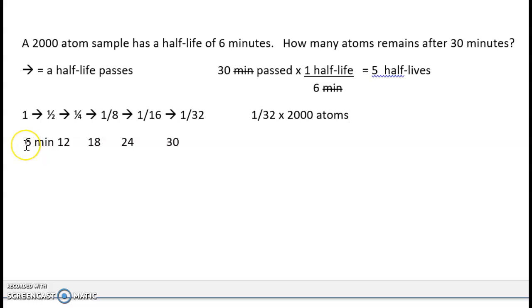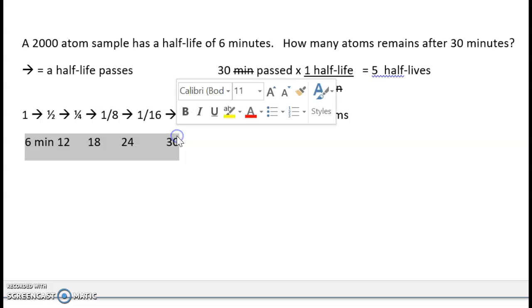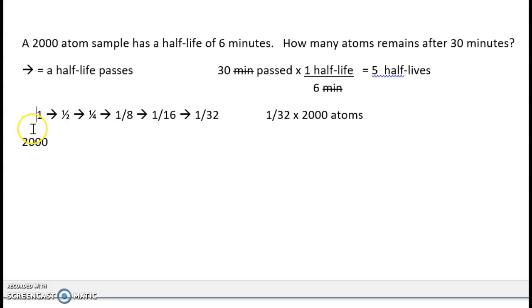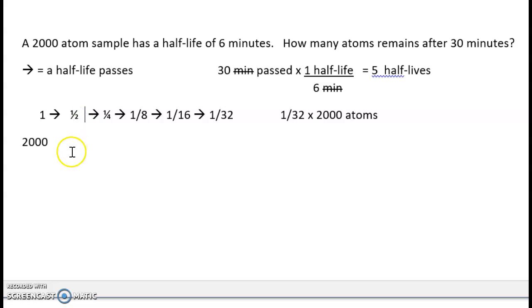The other way you could do it, though, is you can cut your sample in half each half-life. So once you know that it's 5 half-lives, you just write that you have 2,000 atoms to start. I'm going to spread this out a little bit just so we can see it better. After this first half-life, you're going to cut that in half, and there'll be 1,000 atoms, which represents a half of the sample. In another half-life, it'll be down to 500, which is a quarter of the sample. In another half-life, 250, which is an eighth of the sample. And then 125, which is a 16th.